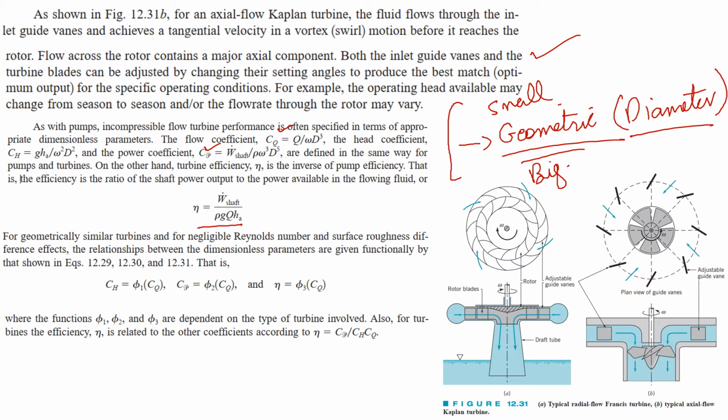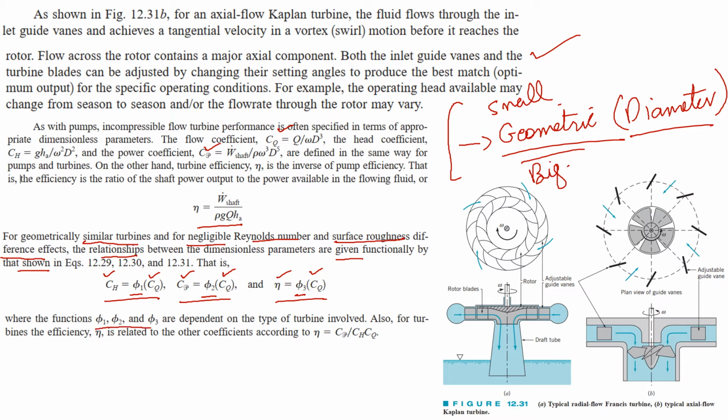So for geometrically similar turbines, and for negligible Reynolds number and surface roughness effects, the relationship between dimensionless parameters are given by these equations shown right here. Basically you can compare your head coefficient with your flow coefficient, your power coefficient with the flow coefficient, and the efficiency with the flow coefficient with the help of these pi terms that we know come from the Buckingham pi theorem when we apply dimensional analysis.